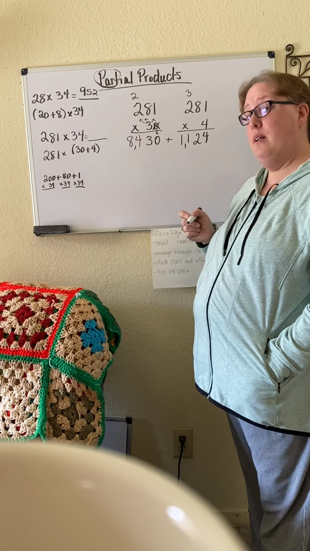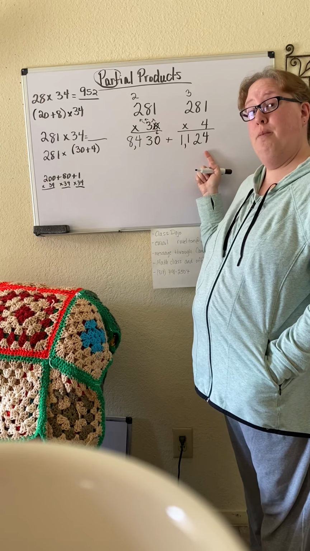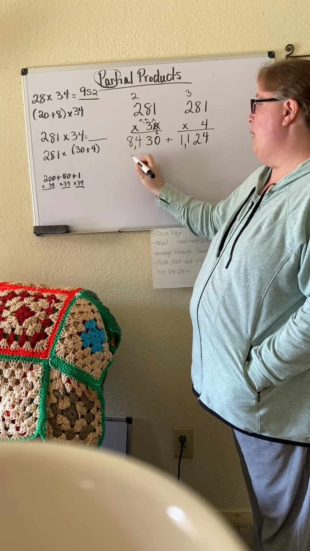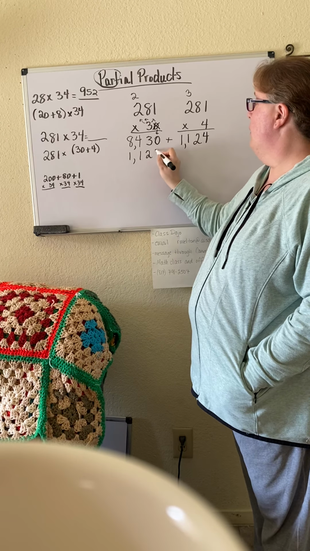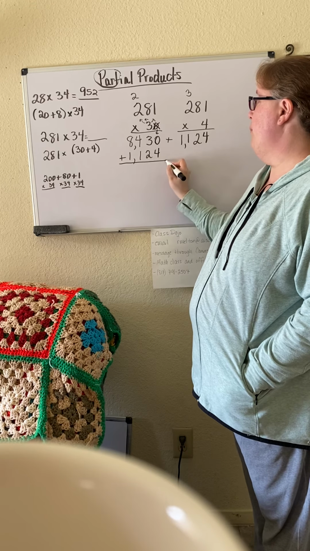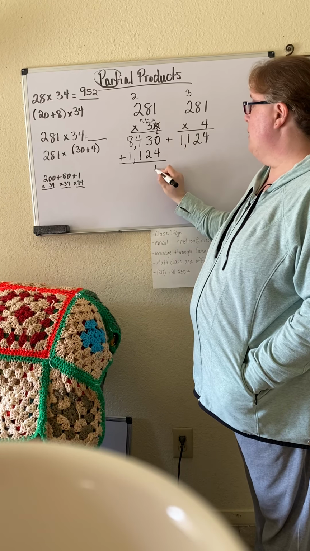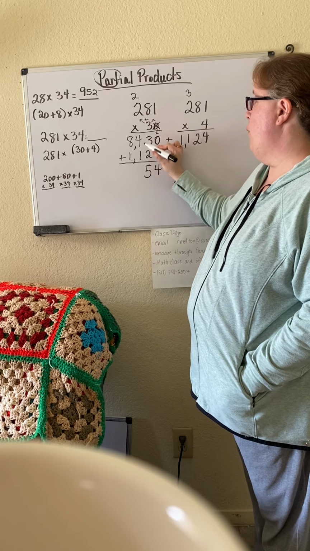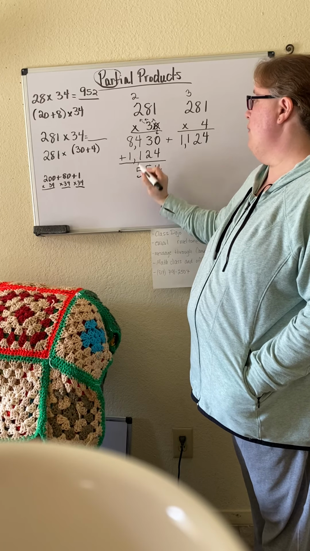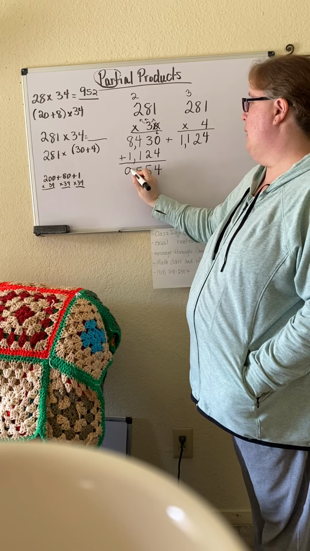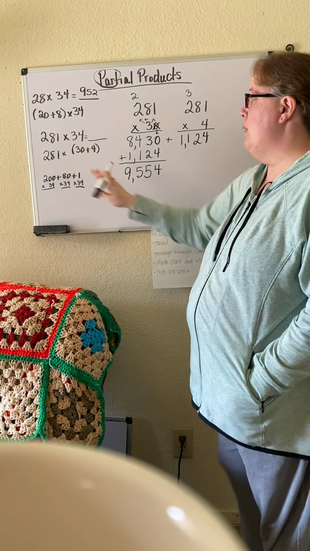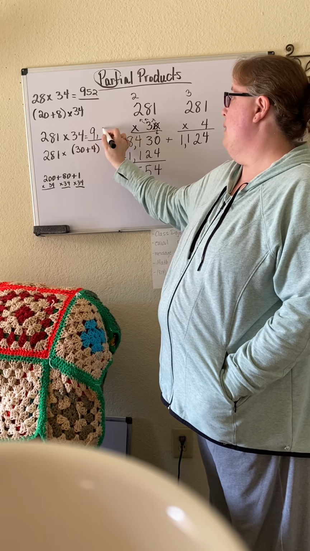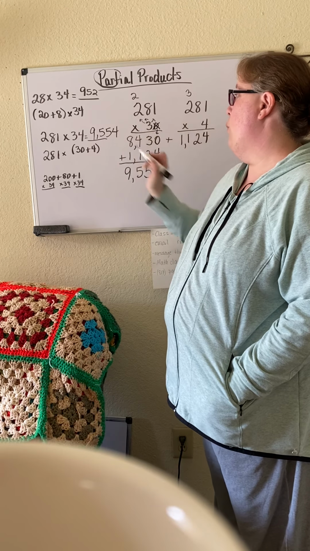Now, to find your answer, you need to add both of those together. Okay? So I'm just going to place this partial product over here, and I'm going to add the 2 together. So 0 plus 4 is 4. 3 plus 2 is 5. 4 plus 1 is 5. 8 plus 1 is 9. So the answer to 281 times 34 is 9,554.